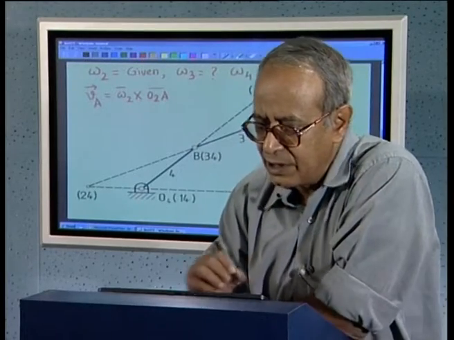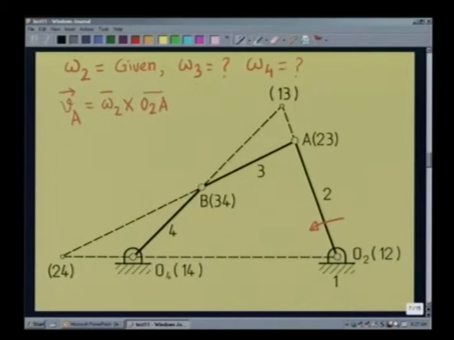Since omega 2 is given and O2A is known, I can find the velocity vector V A from the input angular velocity. Now, A happens to be the relative instantaneous center 2 3. That means, if I consider this point A to be a point on link 2, whatever its velocity, if I consider it to be a point on link 3, then it will have the same velocity. And now, let us consider the point A as a point on link 3, and link 3 is rotating at this instant about the point 1 3.